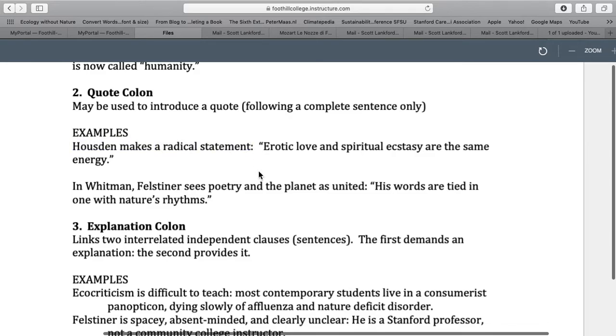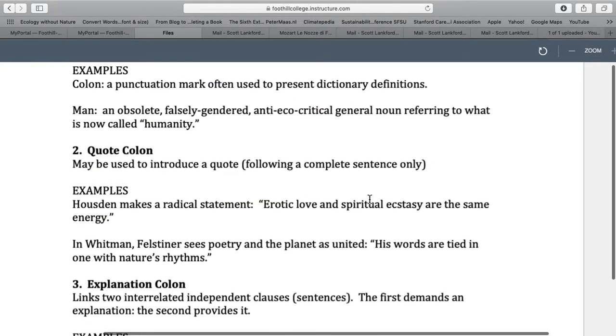So none of these power punctuation marks are ever required in most cases. They are always optional. That's why you don't tend to learn about them in, say, high school classes or lower level writing classes. But all real writers know how to use them because they can be powerful. In Whitman, Felsteiner sees poetry and the planet as united. Quote, his words are tied in one with nature's rhythms. And again, Professor Felsteiner has used a colon to emphasize that this sentence explains and introduces this quote. All right, now that's number two, quote colon.